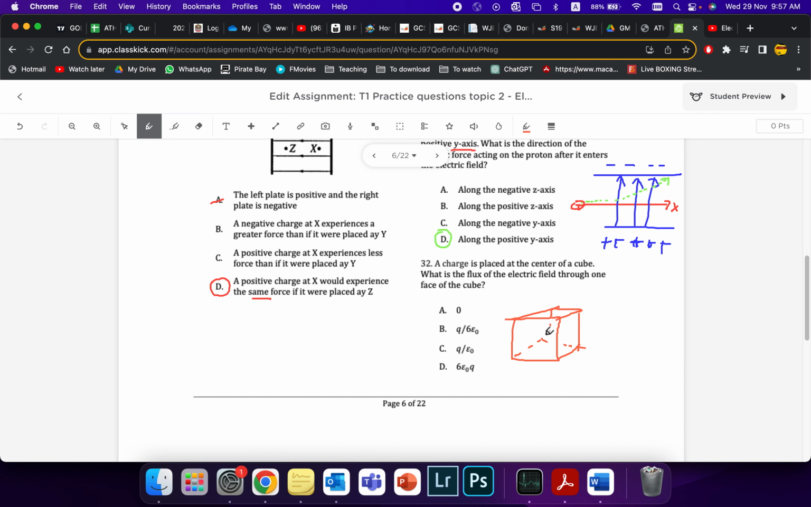So what I've got here is a charge inside it. Let me change the color for the charge. I have a charge inside. The field lines come out in all directions. It doesn't matter where in the cube it is. It could be the center.